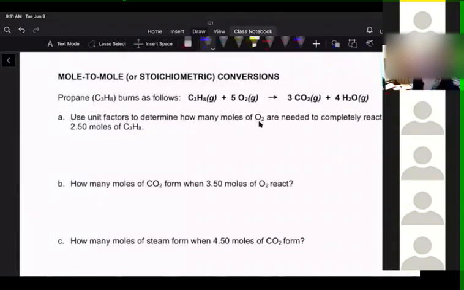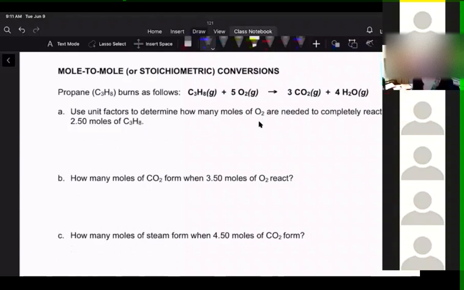Here's another combustion. This is a propane molecule. So this would be like your camp stove runs on propane.